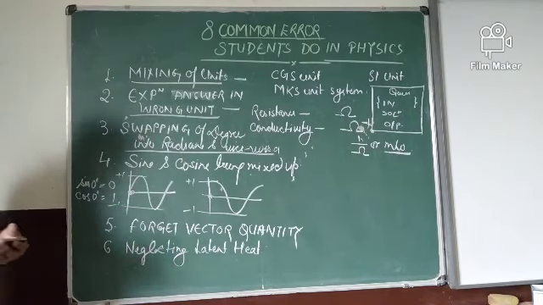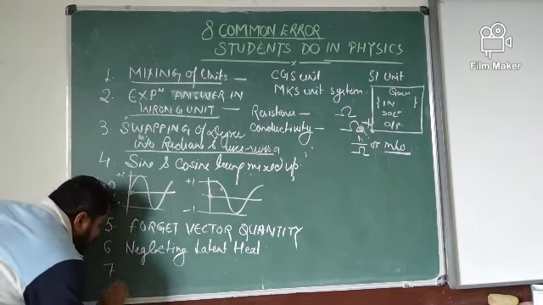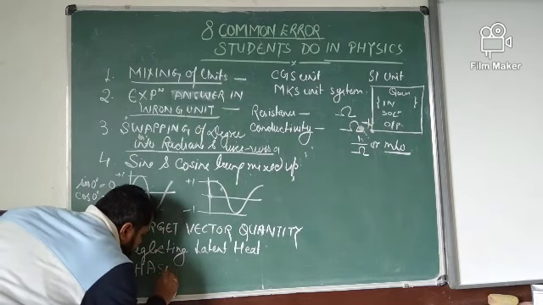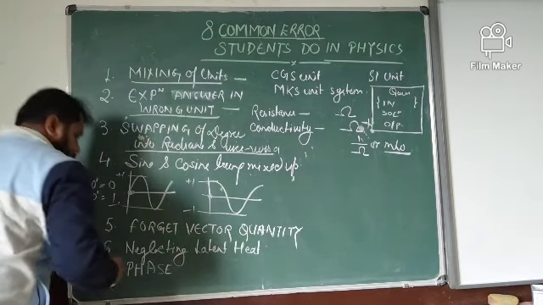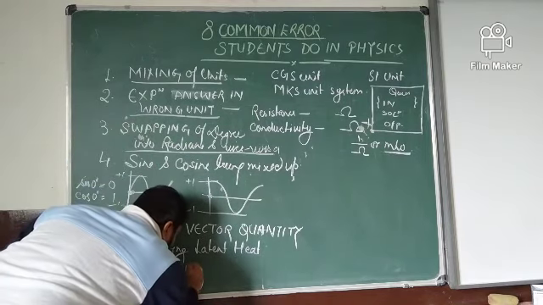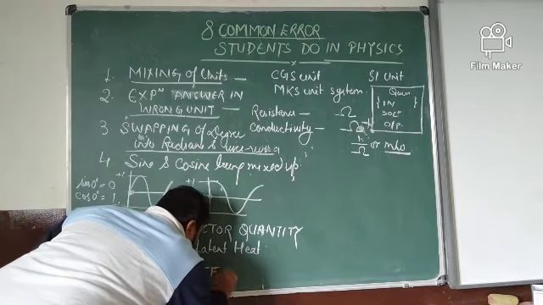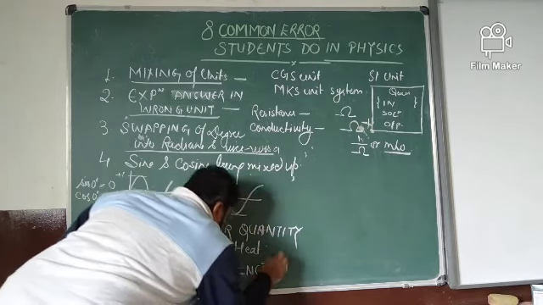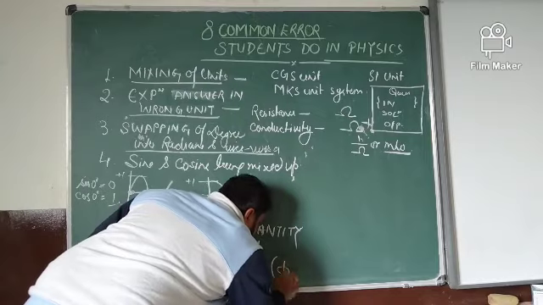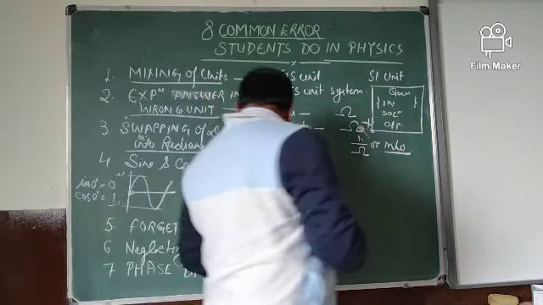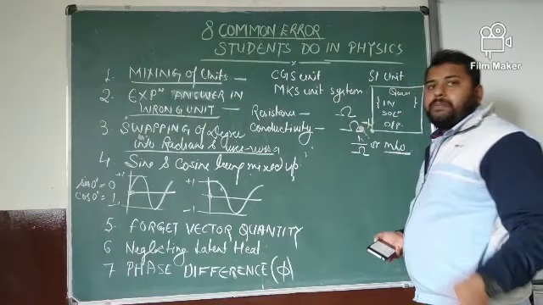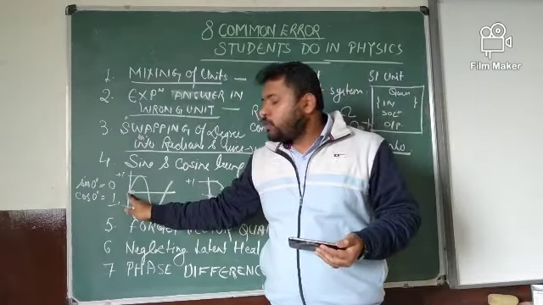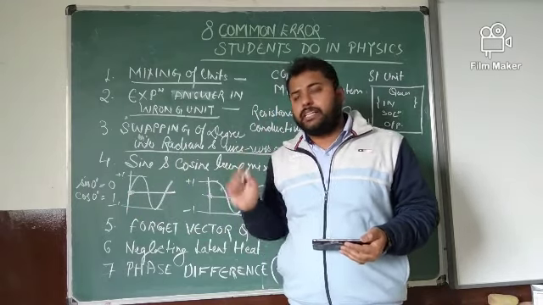Okay, next is angle mistakes. Better to say phase difference, and better to say phi. ये सबसे ज्यादा कमिटेड मिस्टेक है, phase difference। आपने गलत ले लिया। If the particle is starting from the origin, that means particle is starting from origin, you have taken 0 degrees, that is correct.